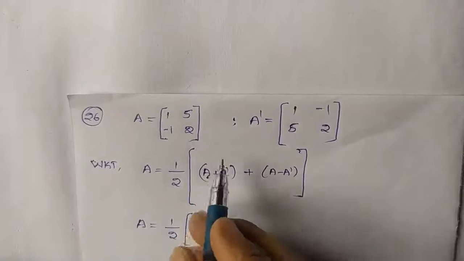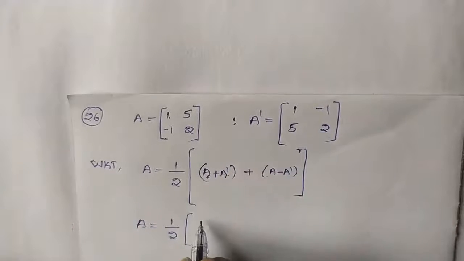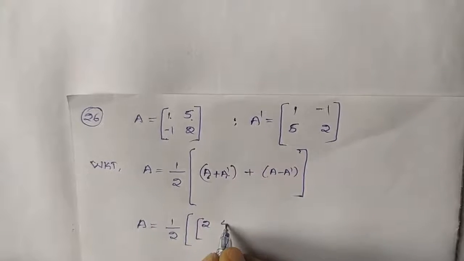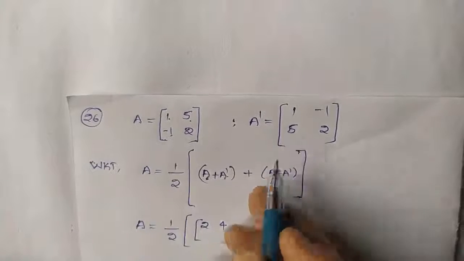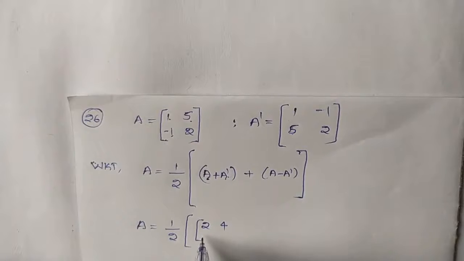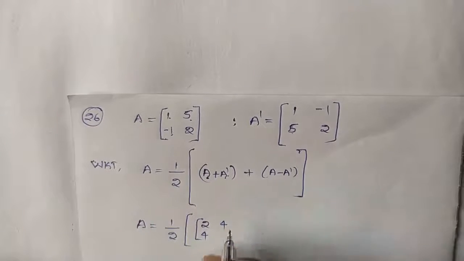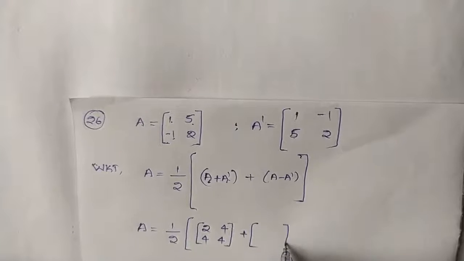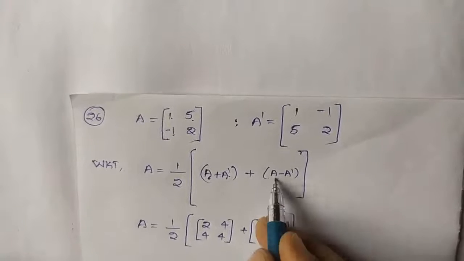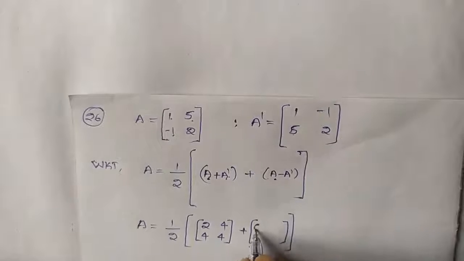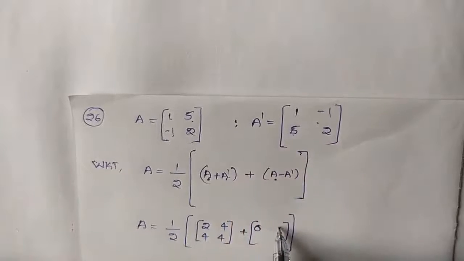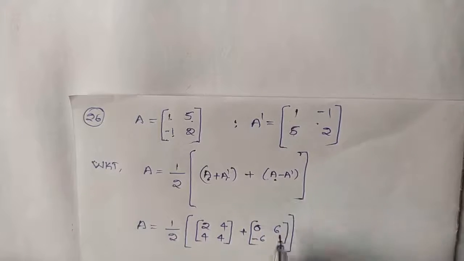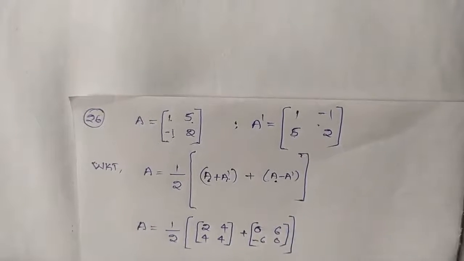So A plus A dash. See the matrix, 1 plus 1 is 2. 5 minus 1 is 4. Minus 1 plus 5 is 4. 2 plus 2 is 4. Plus A minus A dash. 1 minus 1 is 0. 5 minus of minus 1 is plus 6. Minus 1 minus 5 is minus 6. 2 minus 2 is 0.